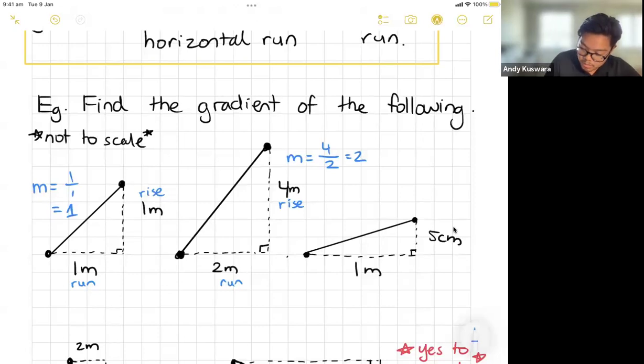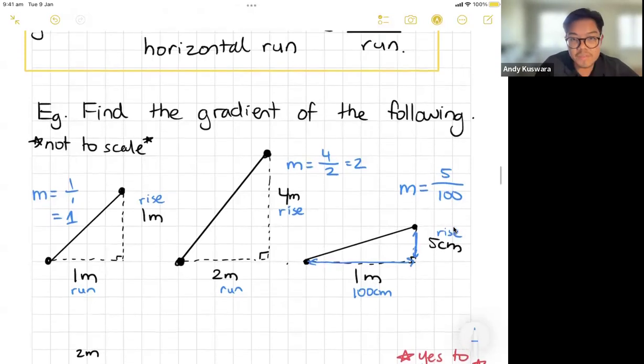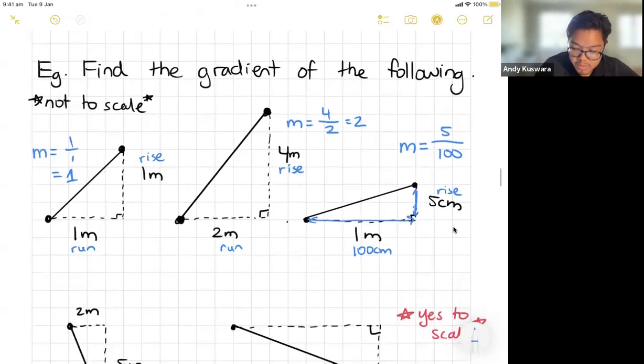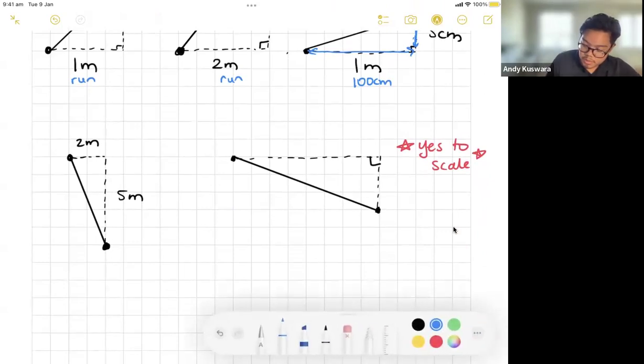So I'm going to write this as 5 centimeters and 100 centimeters. For this one, my rise is 5 centimeters, because that's from top to bottom, between these two points. My run is 100, because I'm converting into the same units. Now, this is if they've labeled it, and these ones here are not to scale, but sometimes they will do ones that are to scale, and they'll assume that one spacing means one something. So for these particular ones, let's take a look.